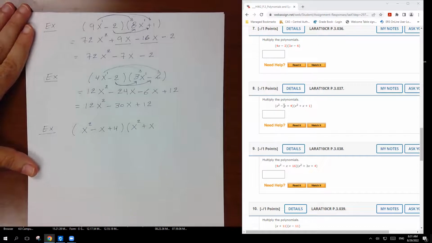So we're working on this one. x squared plus x plus 1.